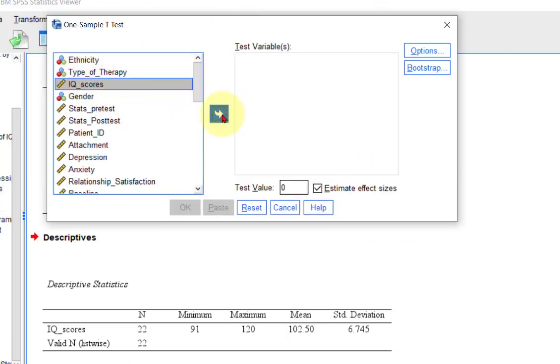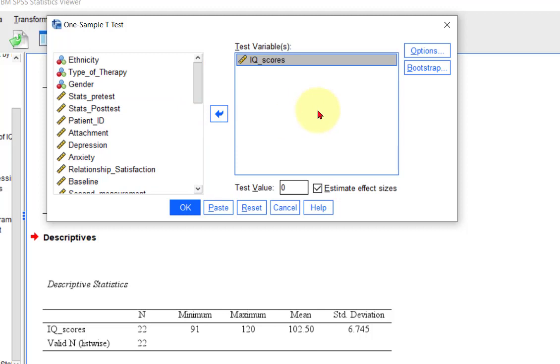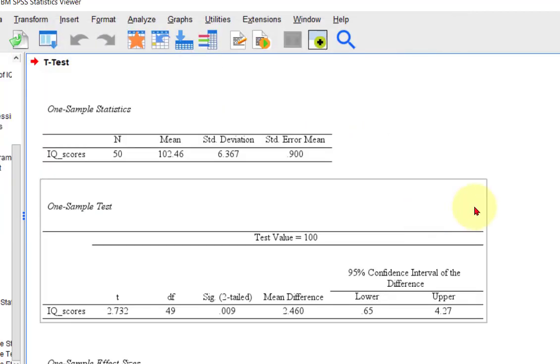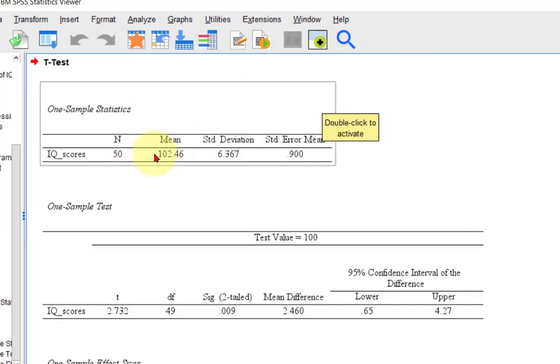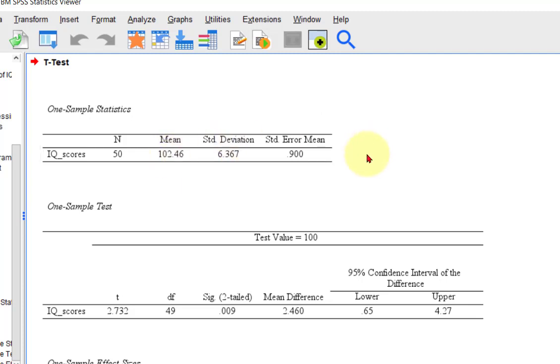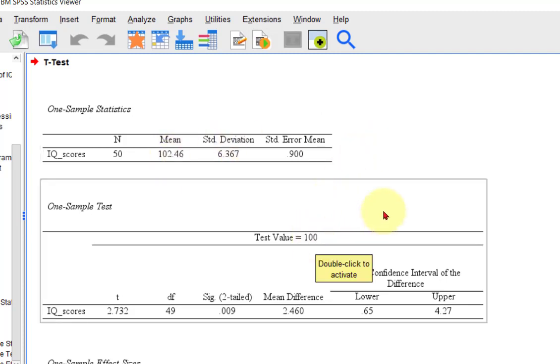That's the variable we're testing. It's going to take the average of that variable that we have, and it's going to test it against the number 100. That's the stated norm. Oops, 100, not 200, sorry. Click OK. So there's the mean of the sample, of our data, of our variable named IQ. That mean is 102.46. That's for everybody. And we're testing it against 100.